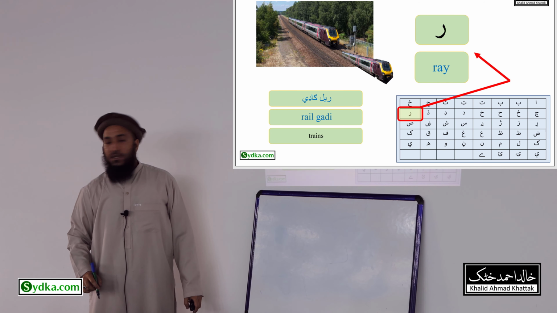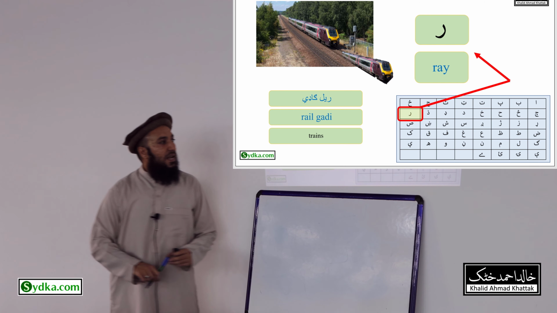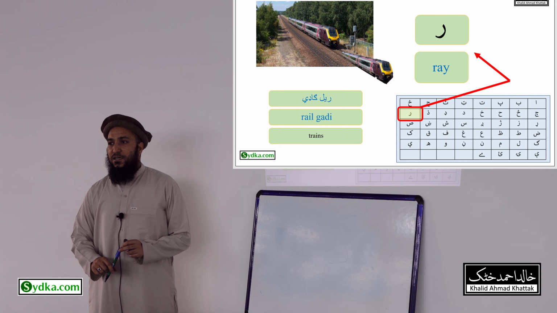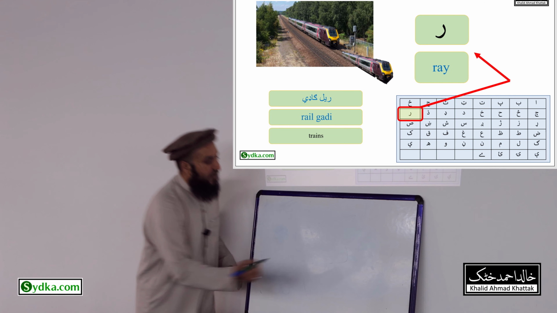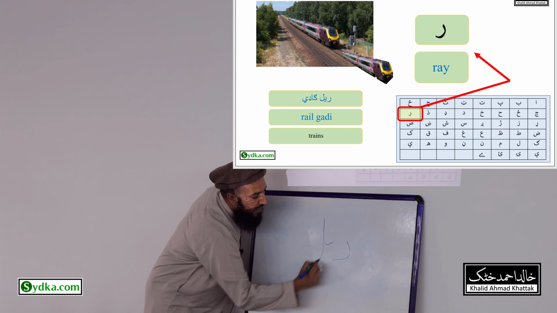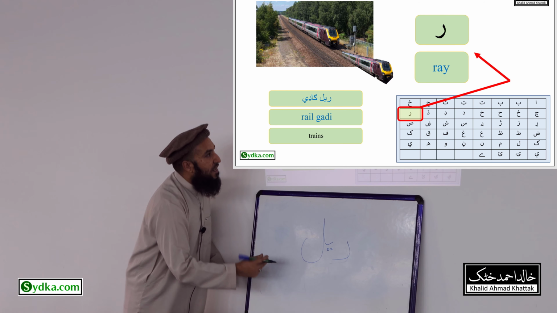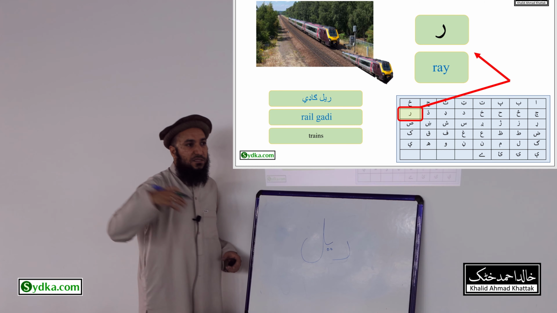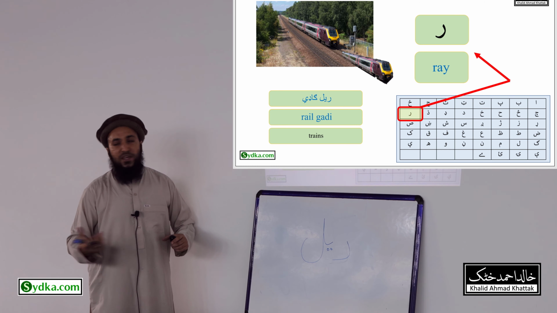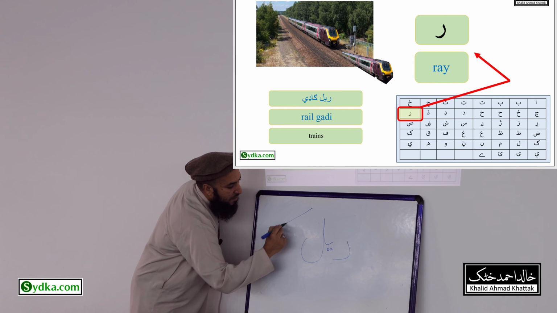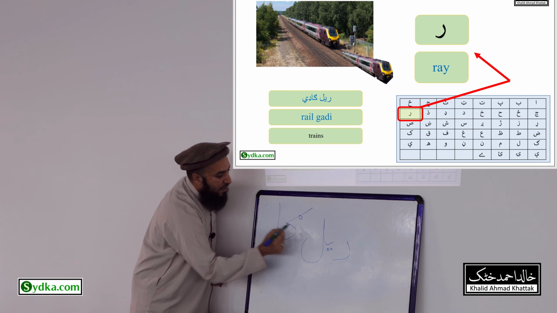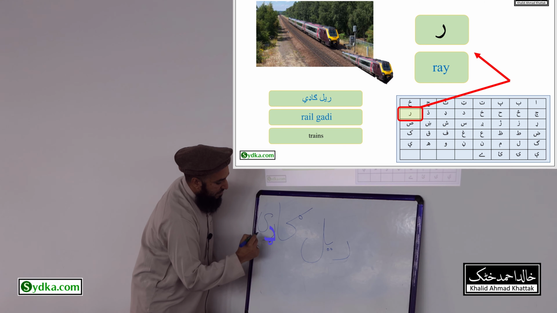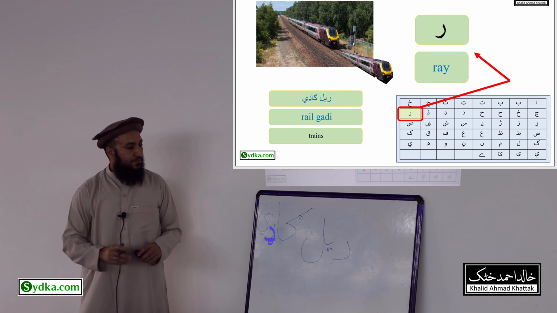Ray. Rail Gadi. Yeah, Rail Gadi is standard, and locally we call it Rail Gode. Yeah. Ray, ye, rail. Rail is actually the track, the track is called rail, and Gadi means the vehicle. Gaf, alif, and rail Gadi.